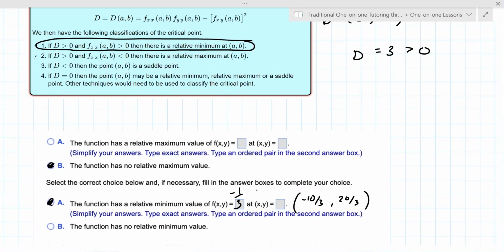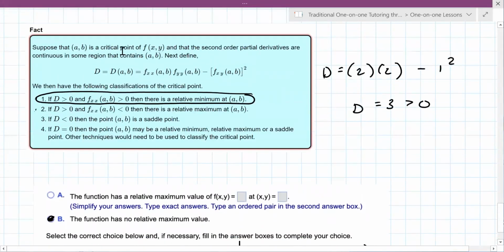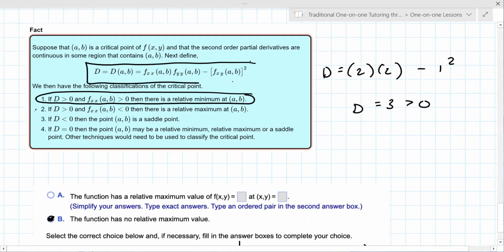Great. So that one was nice because even though it was a fractional critical point, the calculation of this D, which I don't remember what it actually is, but the point is, you need to know this. And usually you have to memorize this. Maybe your instructor will give you a cheat sheet on the exam or quiz.